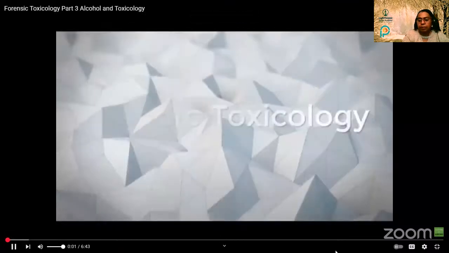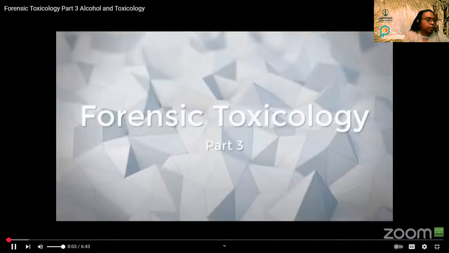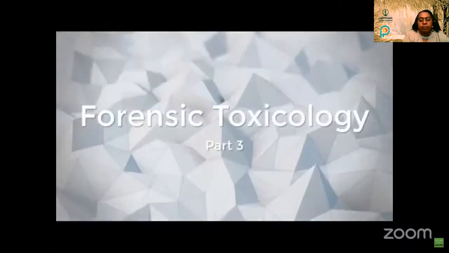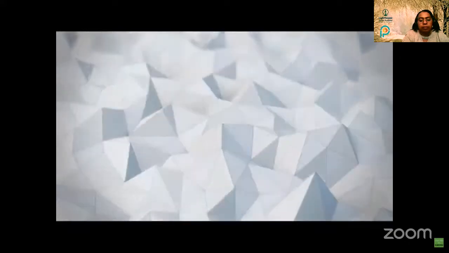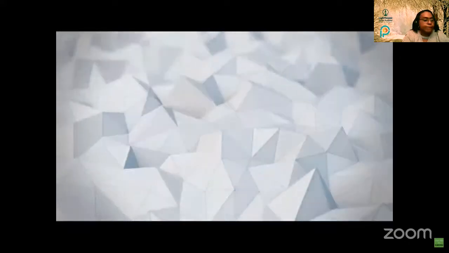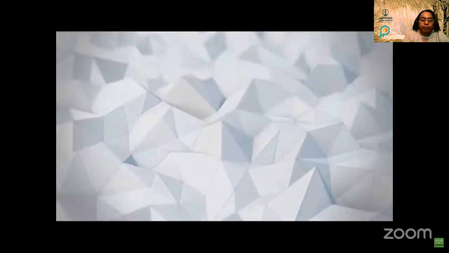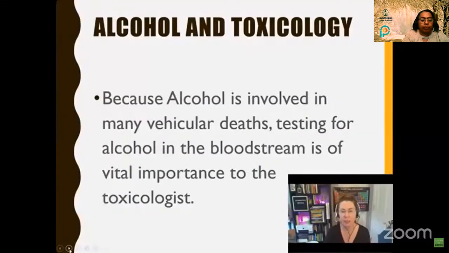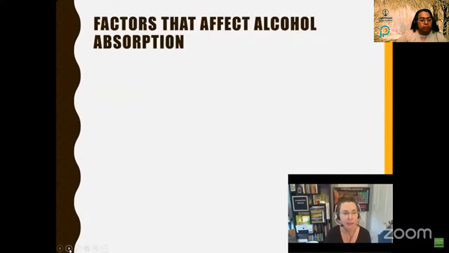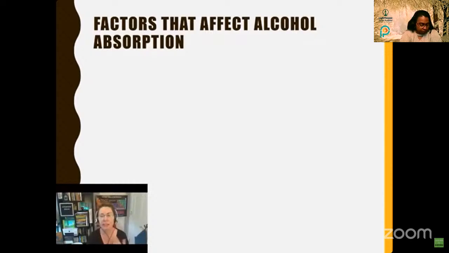This is part 3 of our forensic toxicology lesson, where we discuss the effects of alcohol and how alcohol is tested for in a toxicological framework. So let's talk a little bit about alcohol and toxicology. Alcohol is involved in many vehicular deaths, and testing for alcohol in the bloodstream is of vital importance to the toxicologist. Here are some factors that affect alcohol absorption when consumed by a human.